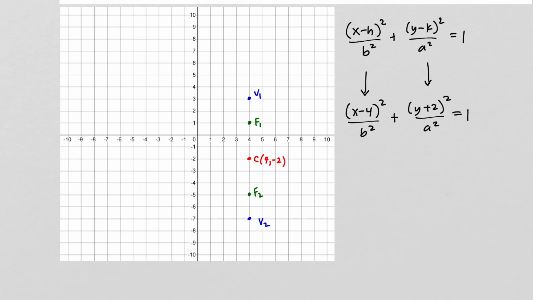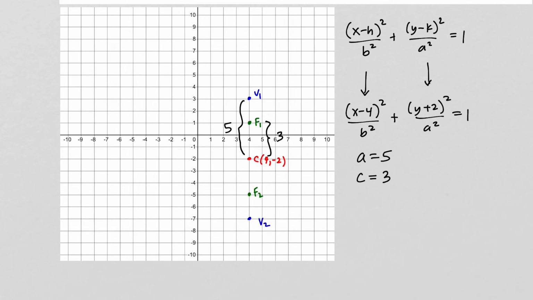Well, we know the value of a is the distance between the center of the ellipse to either vertex. So the value of a is this distance right here, and that distance is 5 units. So we know that a equals 5. And then the distance between the center and the focus, that's this distance right here, that's 3 units, and that's the value of c, not b.